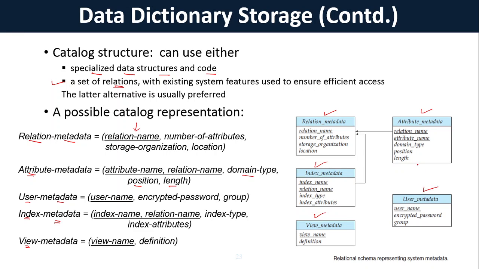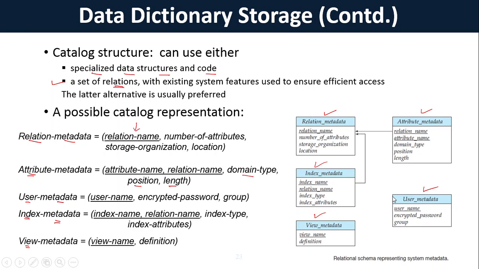So these three relations, relation metadata, attribute metadata and index metadata, are related. Meaning we have this relation name, which is the primary key of relation metadata, used as a foreign key in attribute metadata, and this relation name is also used as the foreign key in index metadata. That is why we have depicted the respective arrows here, to denote that the foreign key or integrity constraints are imposed on the respective relations.